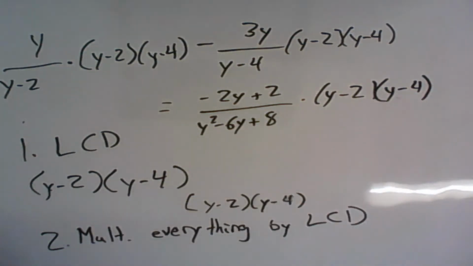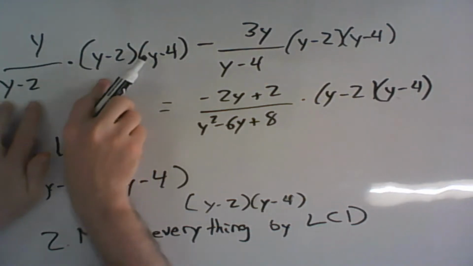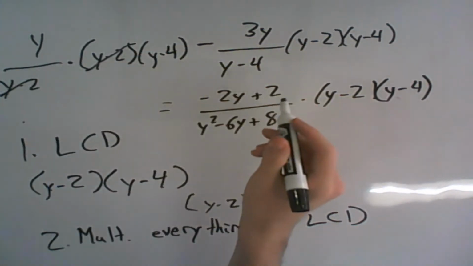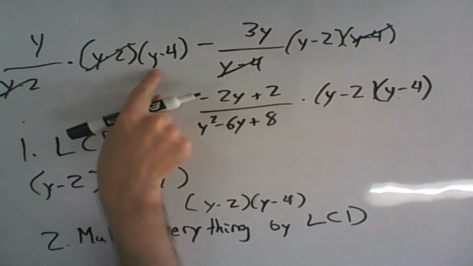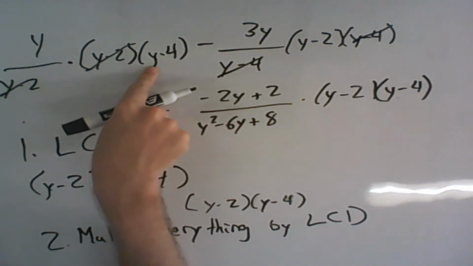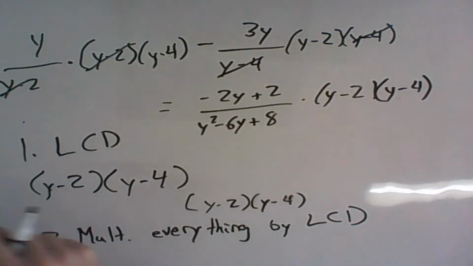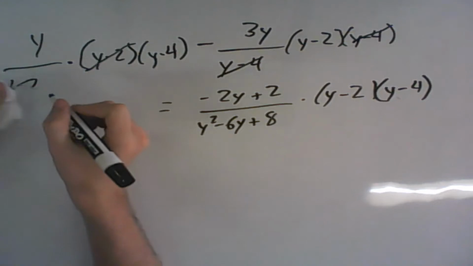Okay. Now, first step, cancel out stuff. So these two cancel out. That's the whole thing cancels out, not just part, the whole thing. Same thing over here, the whole thing cancels out. So we're going to have y times y minus 4 minus 3y times y minus 2. Okay, so I'm going to write that down here. So after we multiply everything, we're going to simplify it.